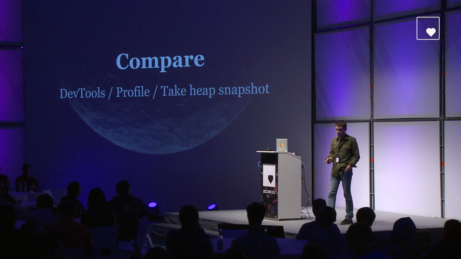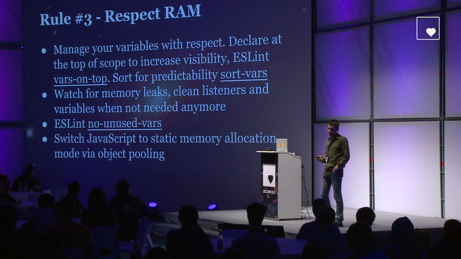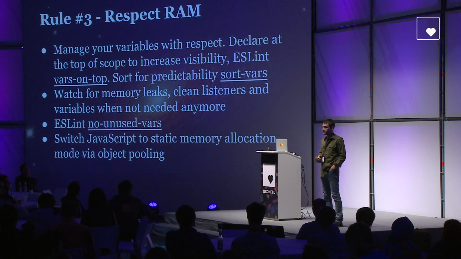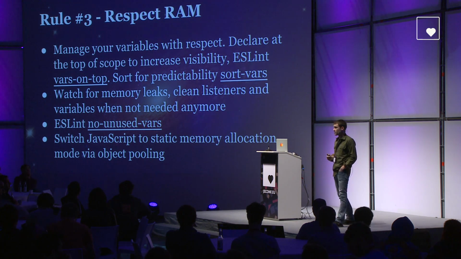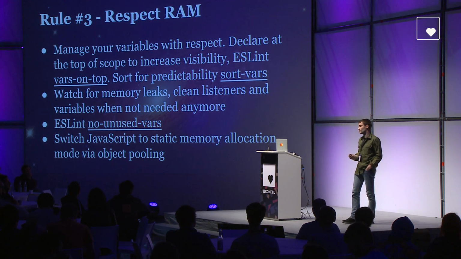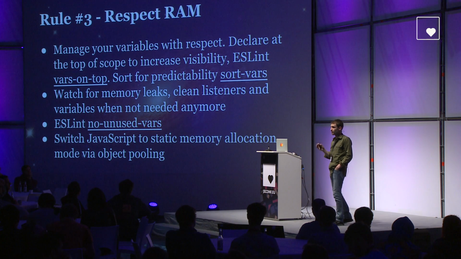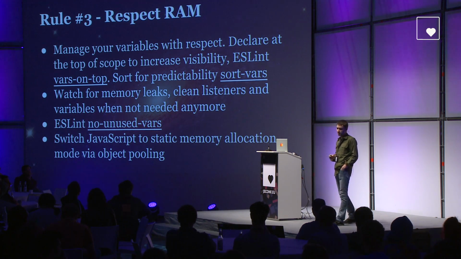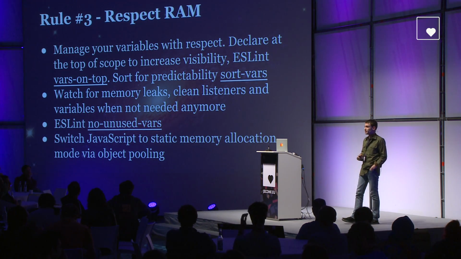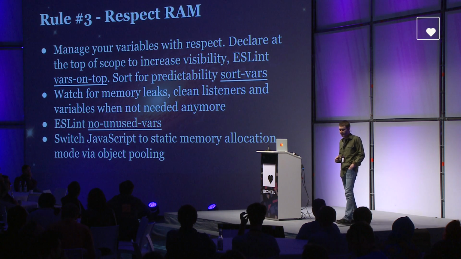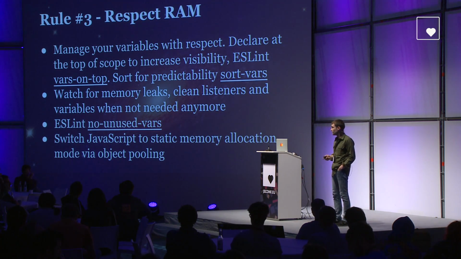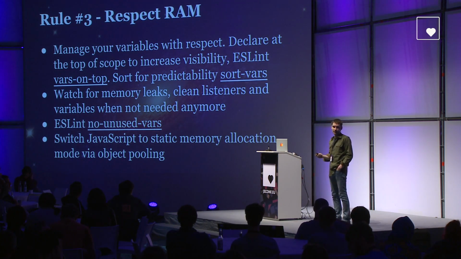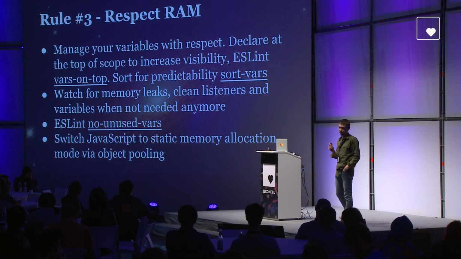Then, yeah, just take care of your memory. Manage your variables with respect. Declare variables at the top of the scope to increase visibility. Use the ESLint vars-on-top rule. It's just to have one place to keep your variables. Sort them for predictability. Watch for memory leaks. Clean up listeners and variables when not needed anymore. Use ESLint no-unused-vars, which is very important and many people use it, but if you don't use ESLint, it's very important to start with that.